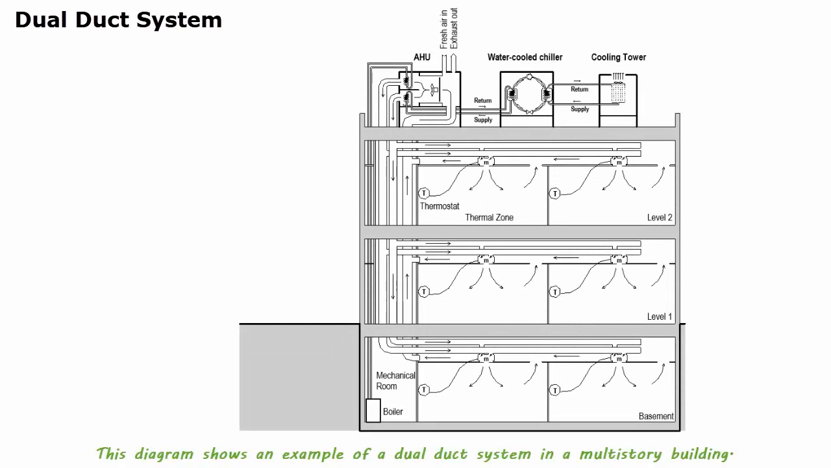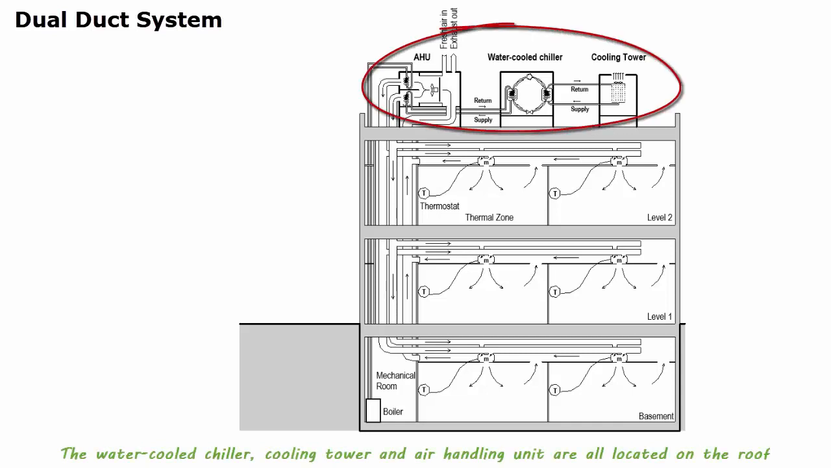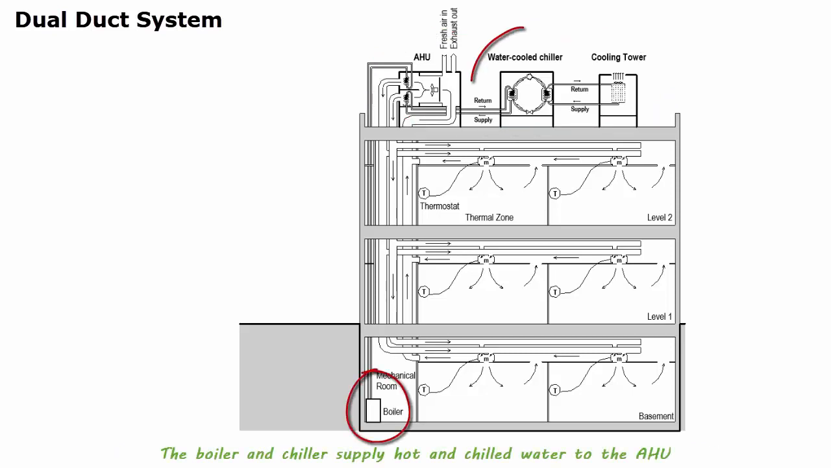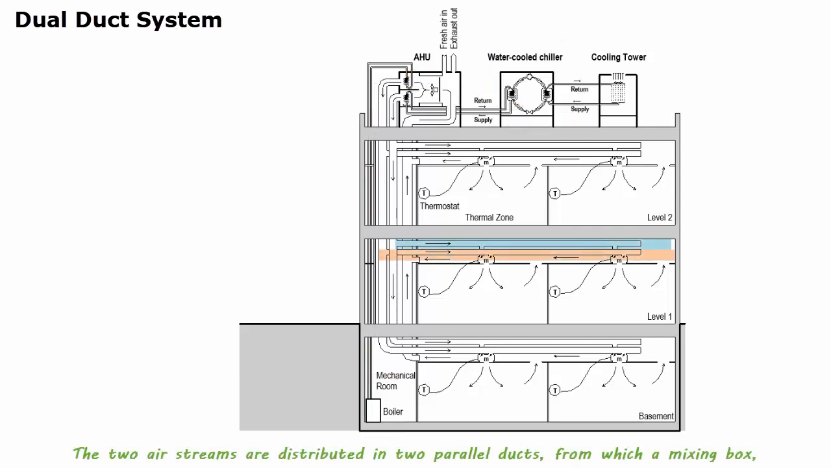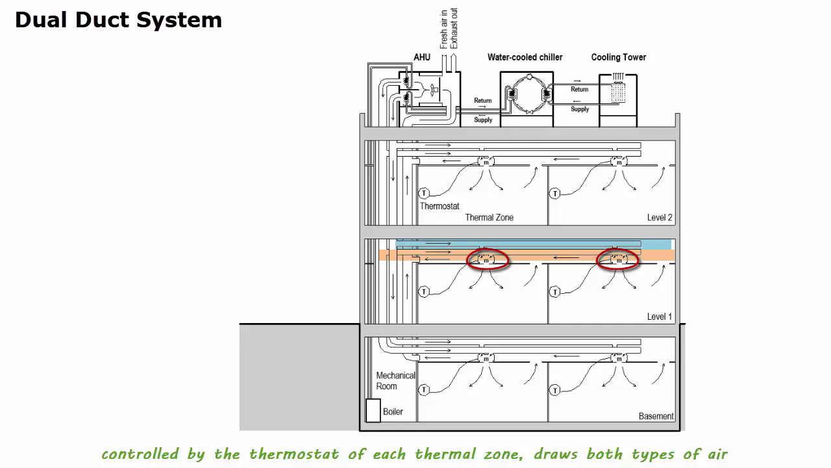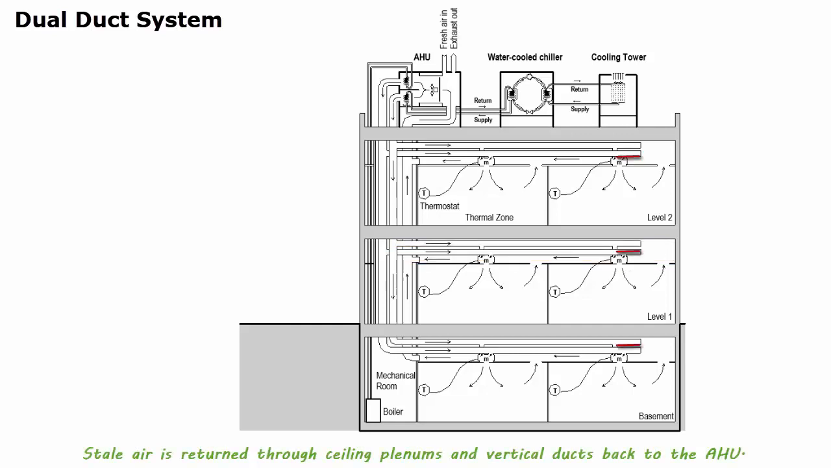This diagram shows an example of a dual duct system in a multi-story building. The water-cooled chiller, cooling tower, and air handling unit are all located on the roof in this case. The boiler and chiller supply hot and chilled water to the air handling unit to generate hot and cold air simultaneously. The two air streams are distributed in two parallel ducts, from which a mixing box controlled by the thermostat of each thermal zone draws both types of air and mixes them according to the thermal load required in the space. Stale air is returned through ceiling plenums and vertical ducts back to the air handling unit.